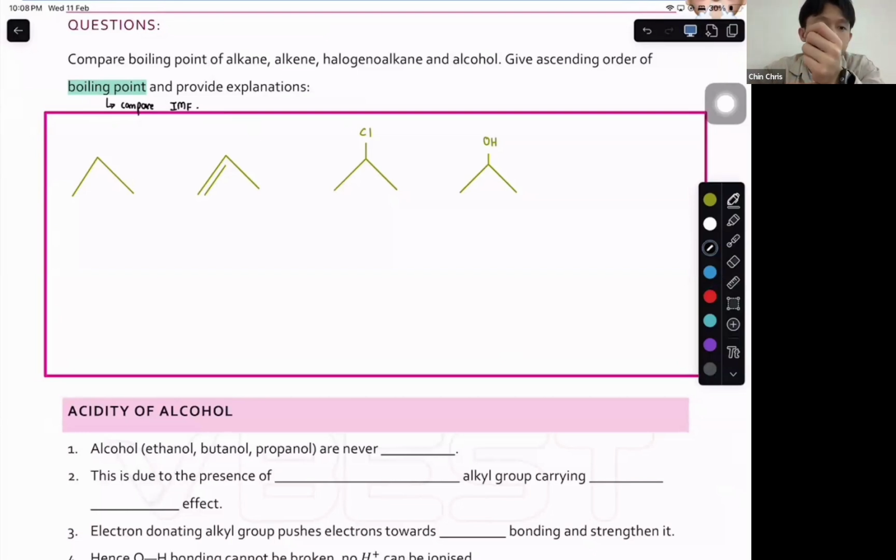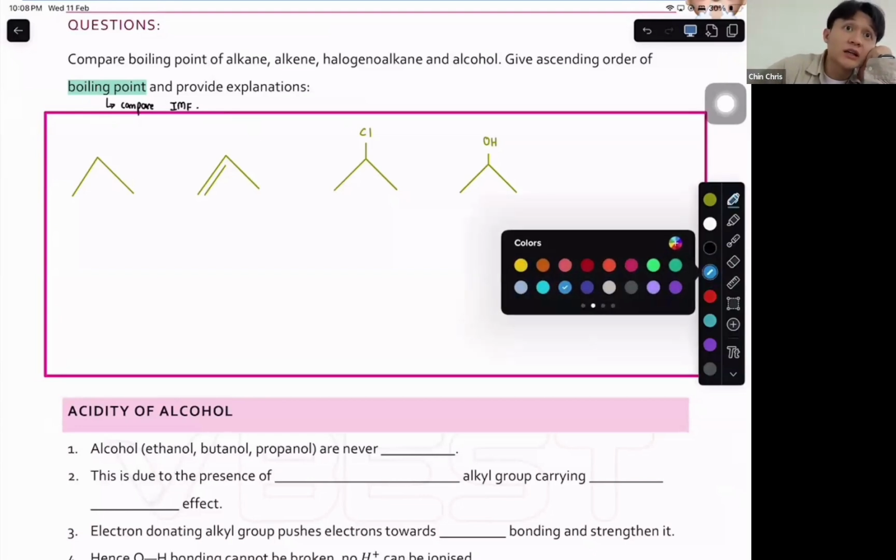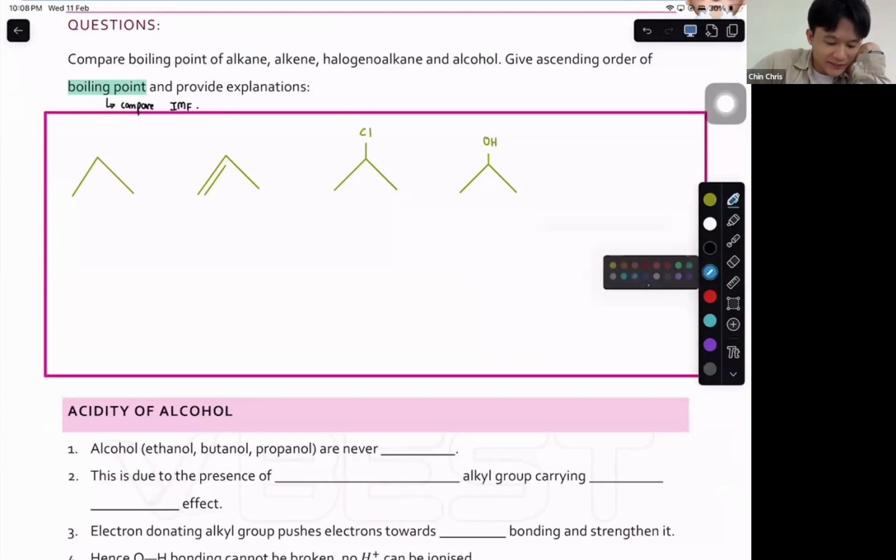Okay, guys, first, let's look at alkane. Alkane is non-polar. What is the IMF present? Alkane has only ID. Alkene is also non-polar, also ID, correct? Okay, guys, what about alcohol?